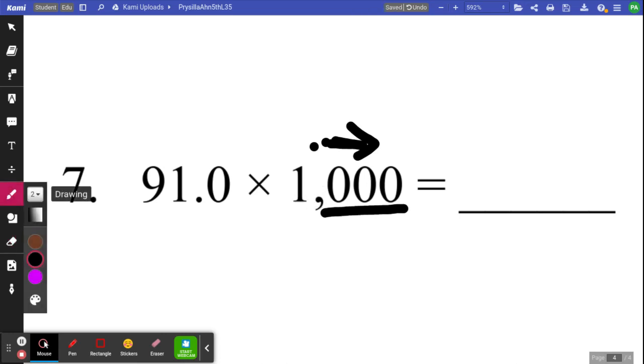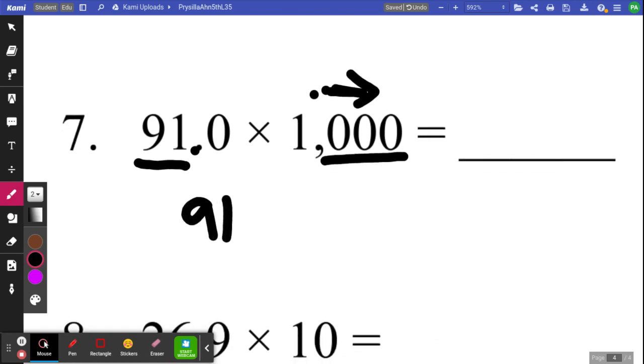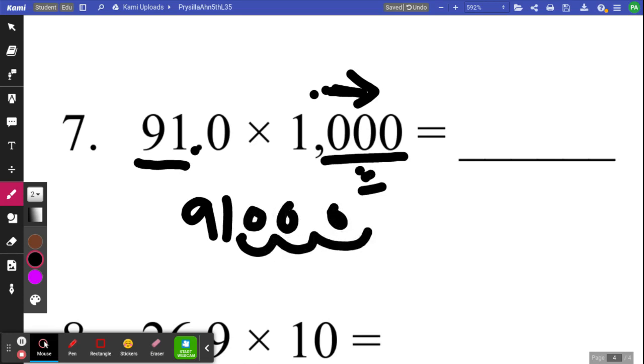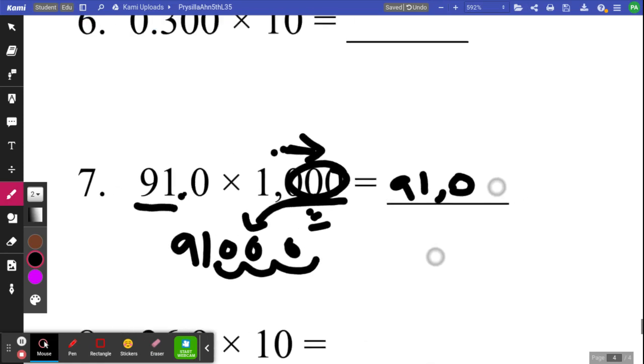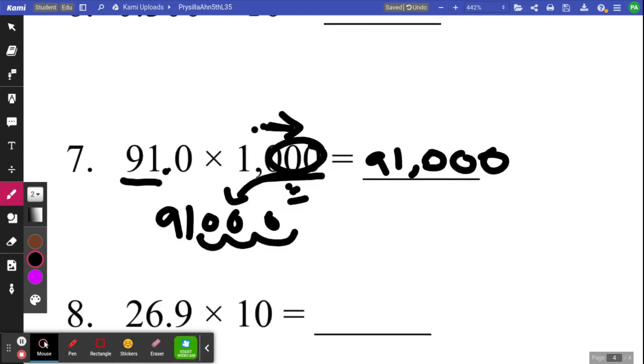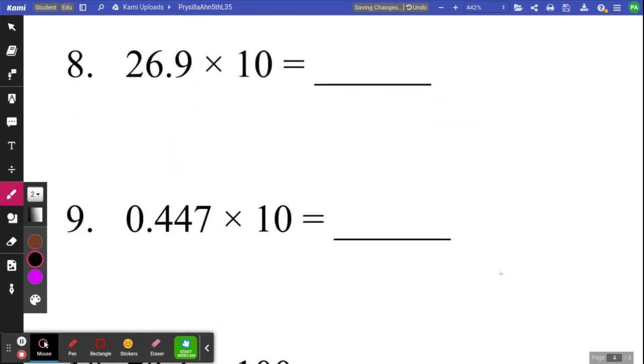So, it's multiplying by 91. And we see a decimal here. And we see that there are 3 zeros. So we're going to be moving this 91 decimal how many times? 3 times to the right. So 1, 2, 3. And you replace them with zeros. You're basically replacing it over here. And you get a new answer of 91,000. And let's do one easy one.